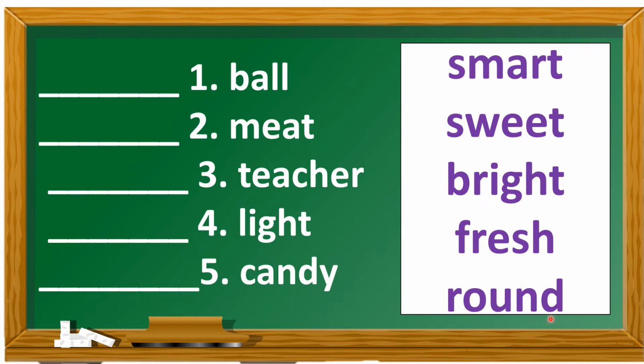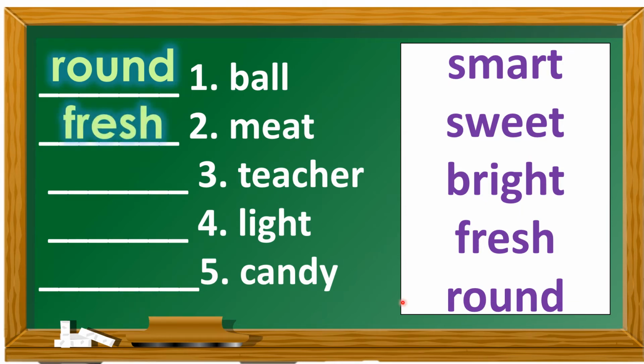What is the best adjective for ball? Ball, is it smart, sweet, bright, or fresh, or round? Yes, of course it is round. Okay, next. O, diba? Round means bilog. Meat. Are you going to describe or what is the best word to use for meat? Karne yan, karne. Yes, it's fresh.